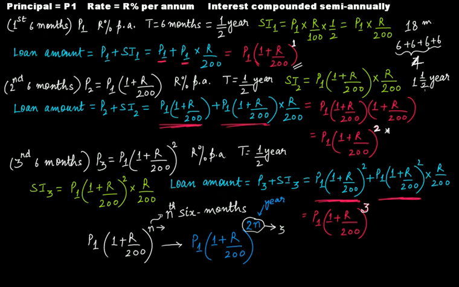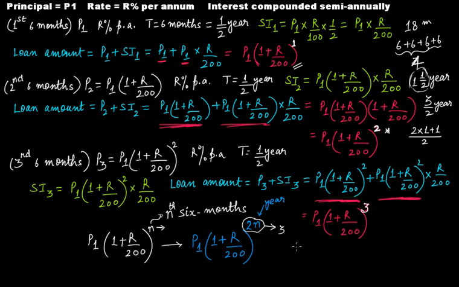This 1.5 is a mixed fraction, and this can be written as 3 by 2 year, right? This can be written as 3 by 2 year: 2 multiplied by 1 plus 1, divided by 2. That is 3 by 2 year. So if you put 3 by 2 here, because you have been asked for 1.5 years, it means 3 by 2 year.